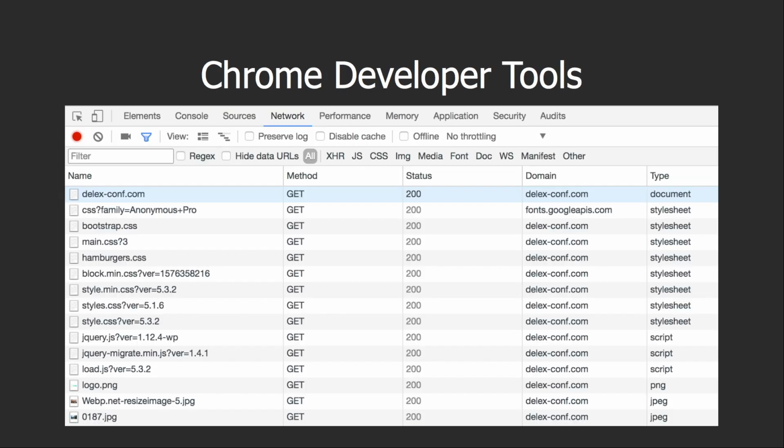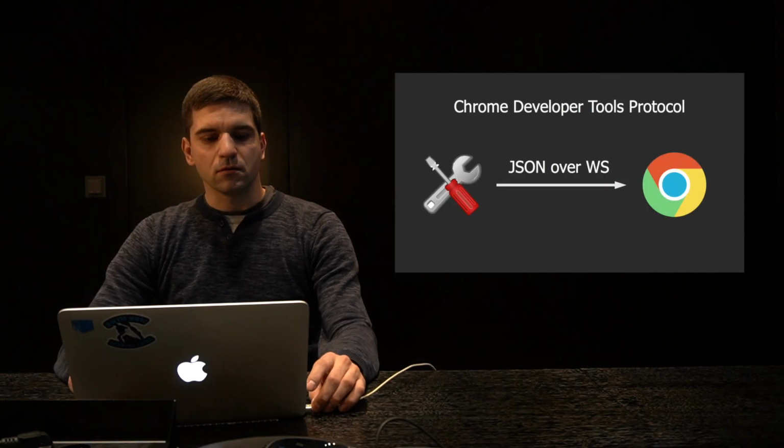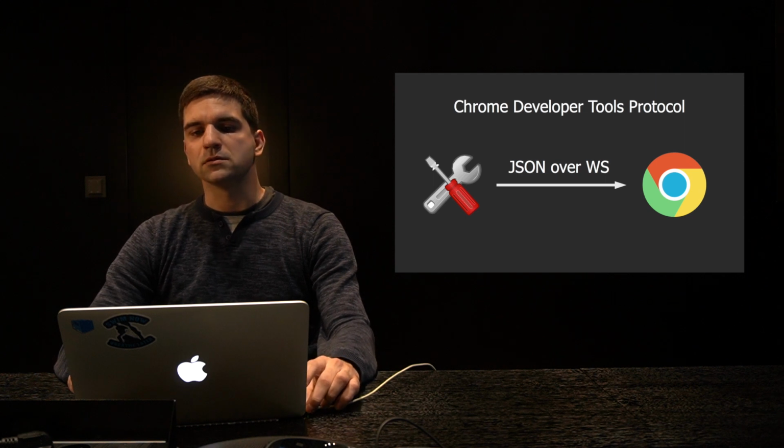I think most of you have already seen this screen. This is called Chrome Developer Tools, which is a toolbar available in any recent Chrome version. And hopefully all these features I mentioned before are already accessible in this developer toolbar. This toolbar is in fact a standalone web application using an API to interact with the Chrome browser. Internally, this toolbar is using the so-called Chrome Developer Tools Protocol.